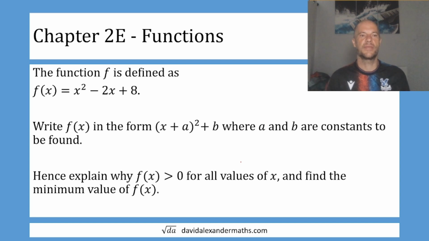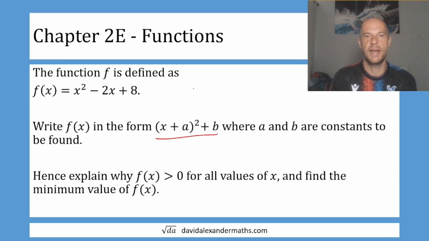The function f is defined as x squared minus 2x plus 8. Okay, so what we are going to do is, this is asking us to complete the square. So that is going to be x minus 1 all squared minus 1 plus 8. So x minus 1 squared plus 7.